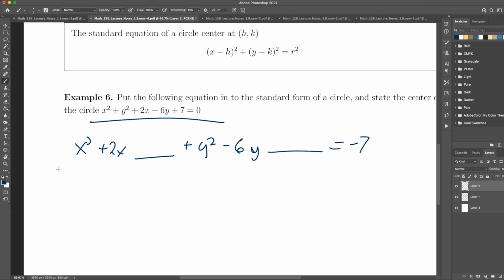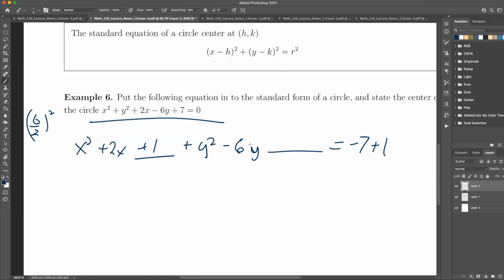Then I'm going to complete the square. To complete the square, you take the middle part and divide by 2. So this is my b. You add (b over 2) squared, right? So here, b divided by 2, so 2 divided by 2 is 1. 1 squared is 1, so I add a 1. If I add a 1 here, I add a 1 here.